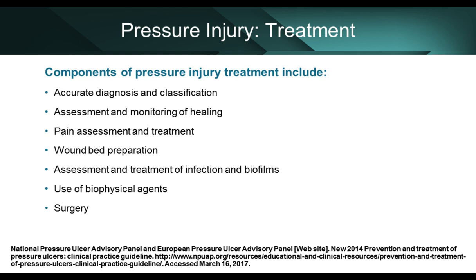All right, so that's pressure ulcer prevention, and that's a big piece of it. But we want to briefly look at components of pressure injury treatment. The components should include an accurate diagnosis and classification of the wound, assessment and monitoring of healing, pain assessment and treatment, wound bed preparation, assessment and treatment of infection and biofilms, and use of biophysical agents, and possibly surgery. We're briefly going to look at the first 4.